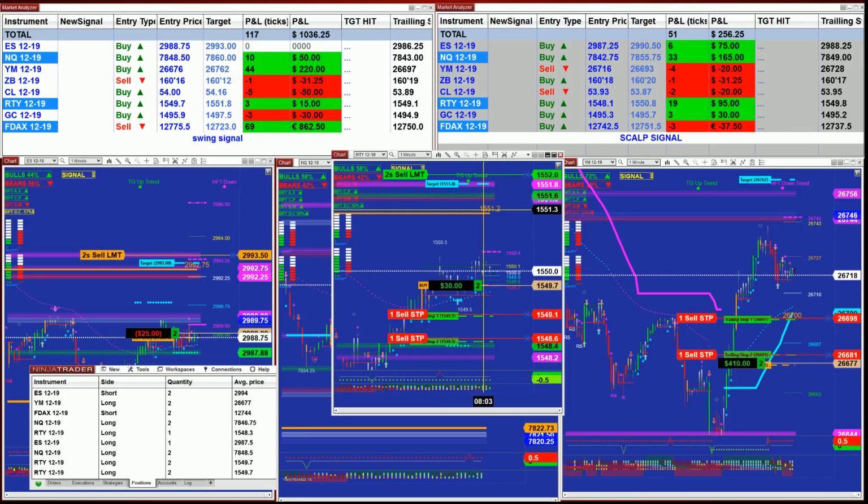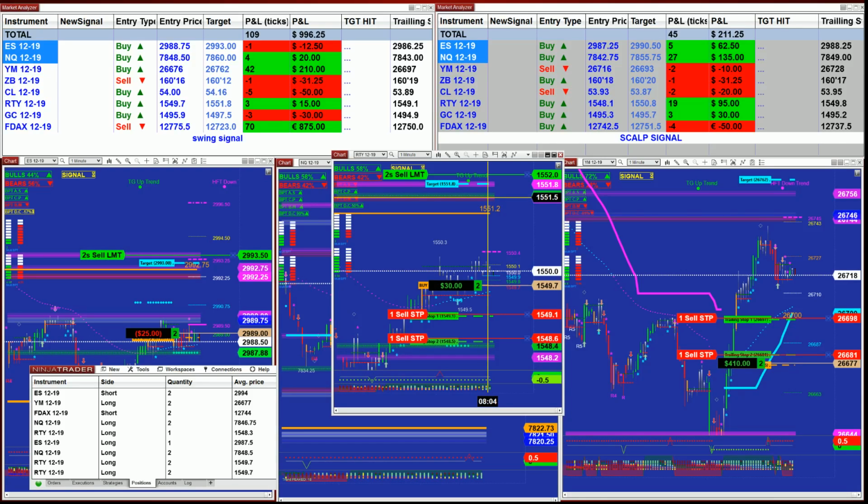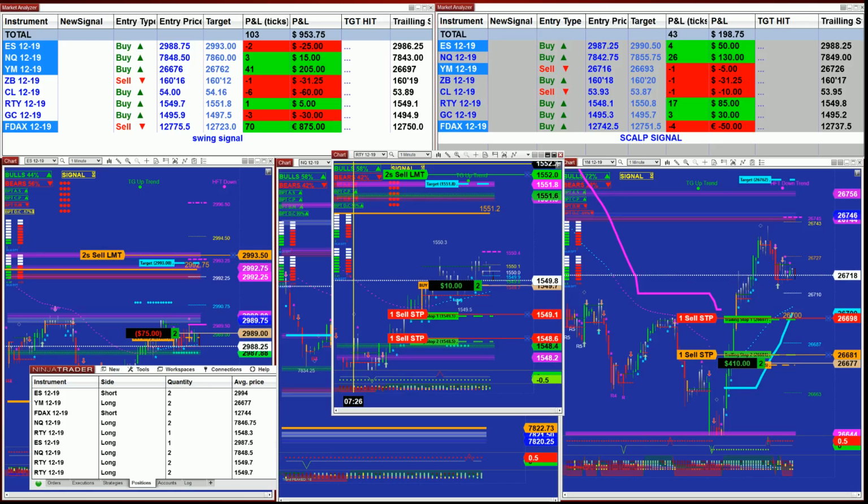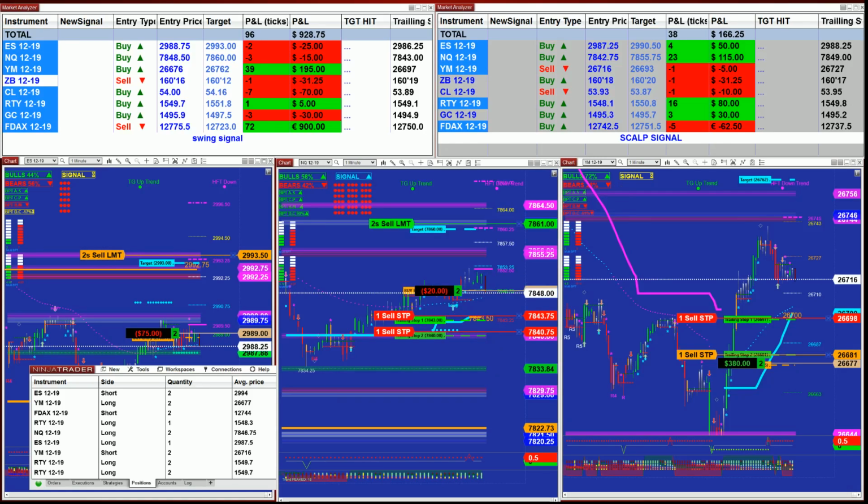Watch out for the 51.2, and there is a major resistance at 51.5. So this is a no-go above this number here.